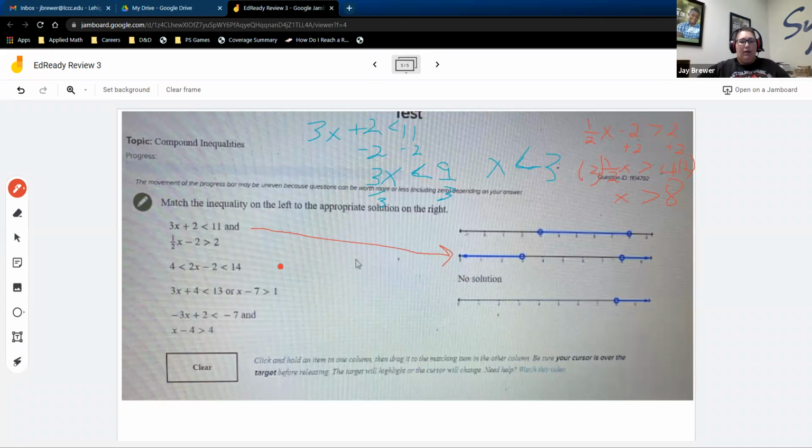I'm not going to do the other ones because you can see this is part of a test that's on EdReady. But it gives you a good idea. You should be able to use these examples to help you figure out the other ones. If you still need them, let me know and I can work on it for you. But right now, that's where we're going to end.